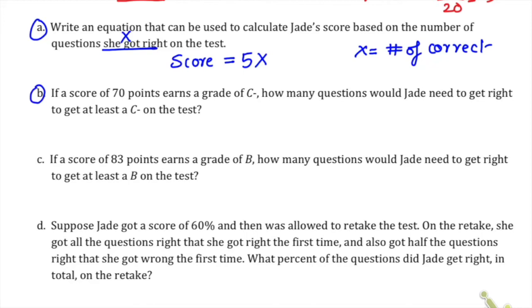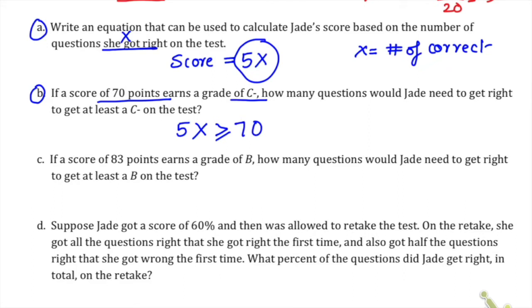Now let's move to B. If a score of 70 points earns a grade of C minus, how many questions would Jade need to get right to get at least a C minus on the test? Her score should be at least 70, so 5X should be at least 70 in order to get a C minus. She cannot go below that, so it has to be greater than or equal to 70.